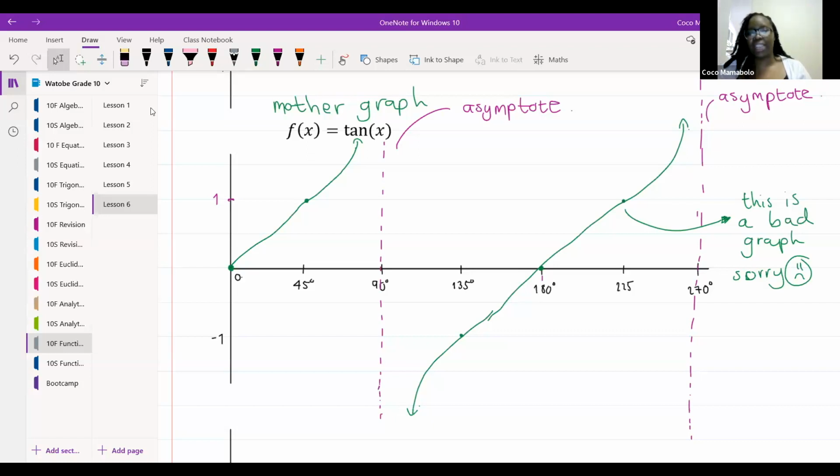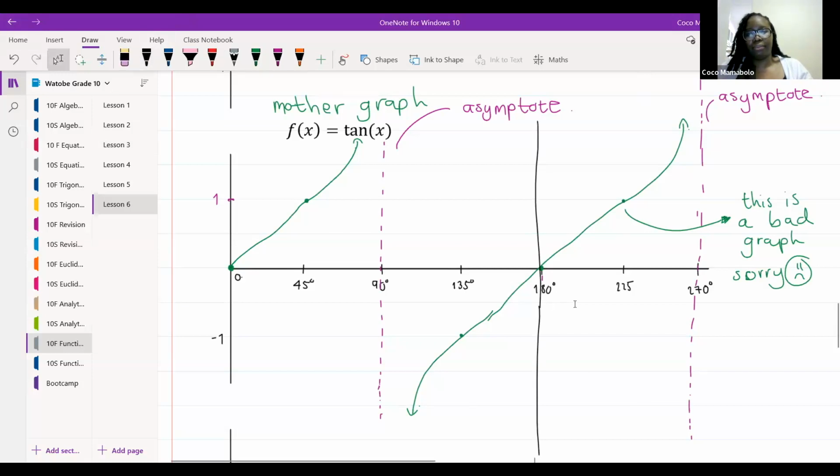Ursula. Yes. Hi, ma'am. I wanted to ask why the tan graph ends at 270 and not 360. Okay, technically, the tan graph ends at 180. The tan graph is only this long, and I'm about to explain why when I talk about the period. Okay, ma'am. Thank you. All right.